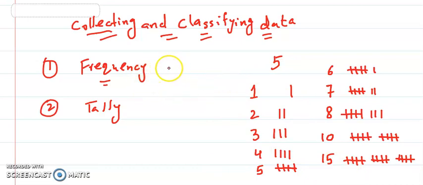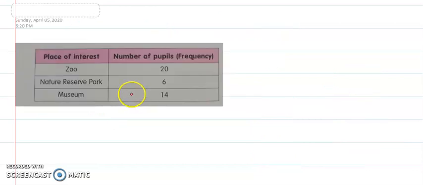Now if I say that in a class the number of students is 20, the number of any particular quantity we call frequency. If I say the number of students in the class is 20, then I can say the frequency is 20. Like right now on the screen you can see information given about the places of interest visited by different students.